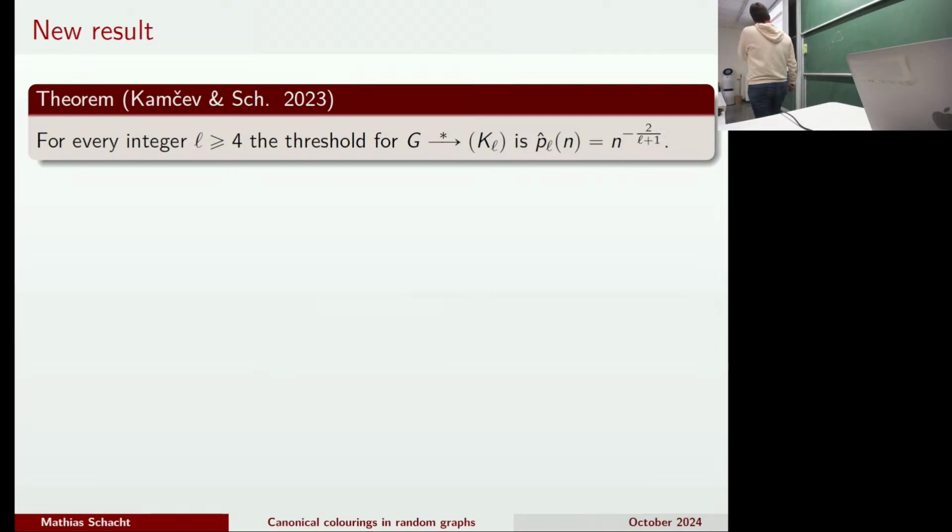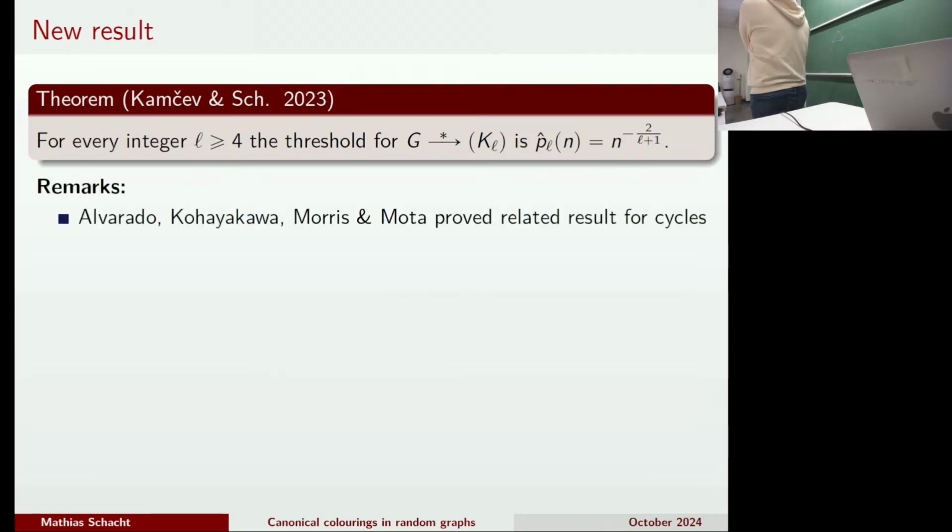So with Nina, we showed that if you want to have the canonical property for K_L, then you have to take the same edge probability: n to the big constant times n to the -2 over L plus 1, and then you will have it. Good. As I said, there were several related results, and there was some parallel work of Rado, Koyakawa, Morris, and Mota, who proved a related result for cycles.